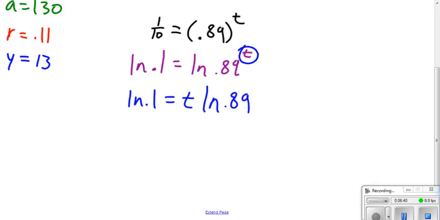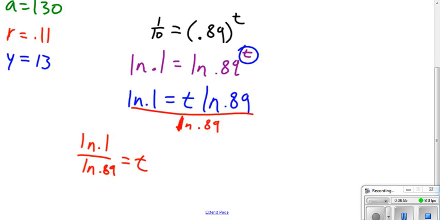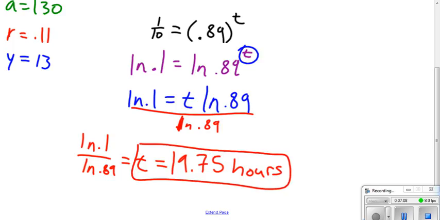Now we'll divide both sides by natural log of 0.89, which leaves us with natural log 0.1 over natural log 0.89 equals t, which then in the end means if we plug that into our calculator, t would come out to 19.75 hours. So it takes almost 20 hours for 90% of that caffeine to get out of your system.